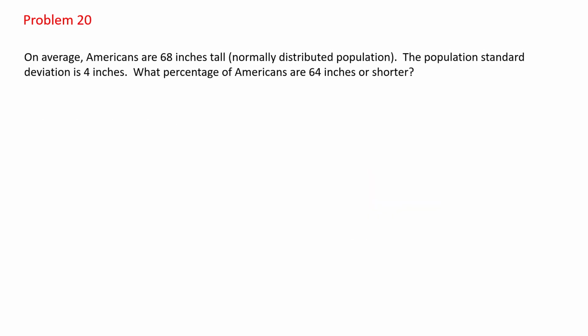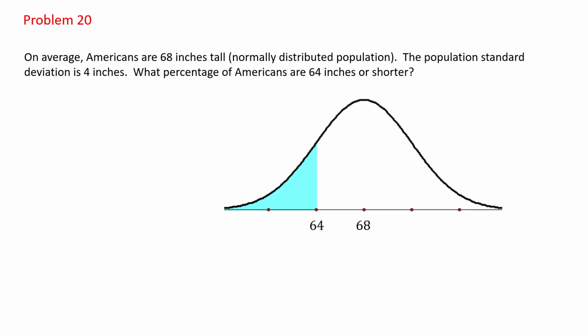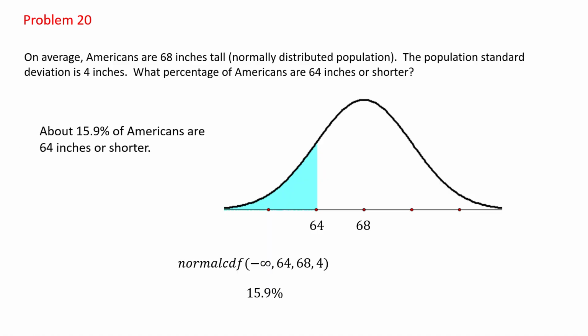Here's problem number 20. They're asking us what percentage of Americans are 64 inches or shorter. This bell curve represents all American heights, and the blue area represents the 64 or shorter. Since we want that percentage, we're going to use normal CDF, plugging in the usual parameters. Normal CDF does all the work, and our conclusion is that 15.9% of Americans are 64 inches or shorter.